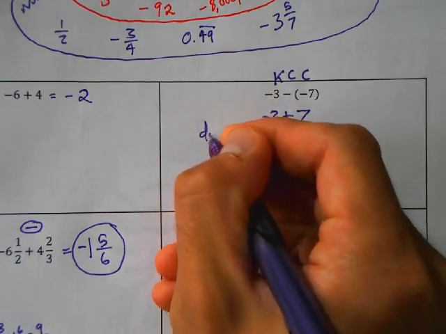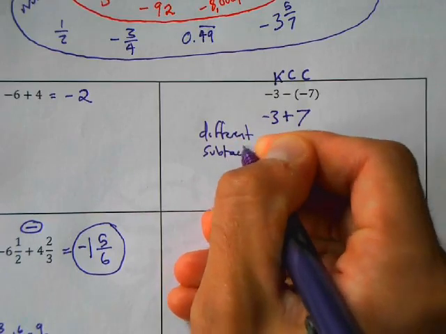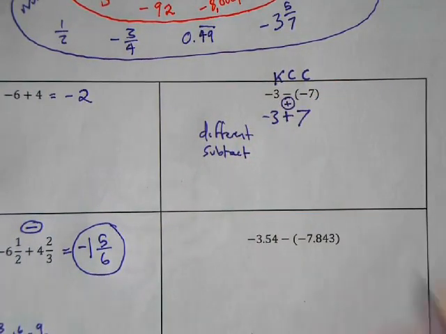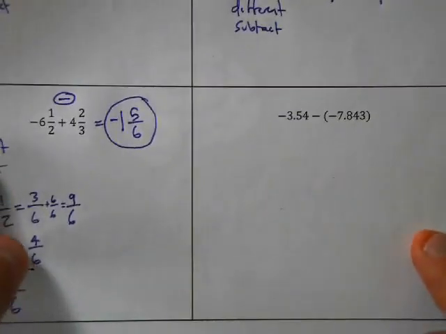And now we just have two numbers with different signs, so we have to subtract. And I know that it's going to be a positive because 7 has a larger absolute value. This is positive 4. Okay, and now the rational number problem with some decimals.